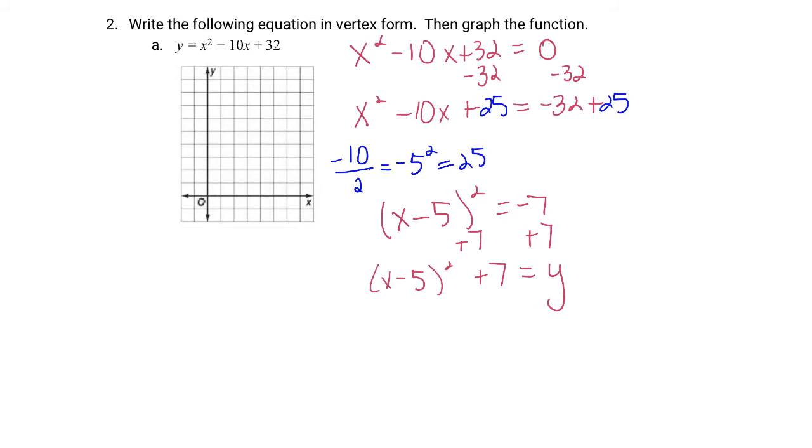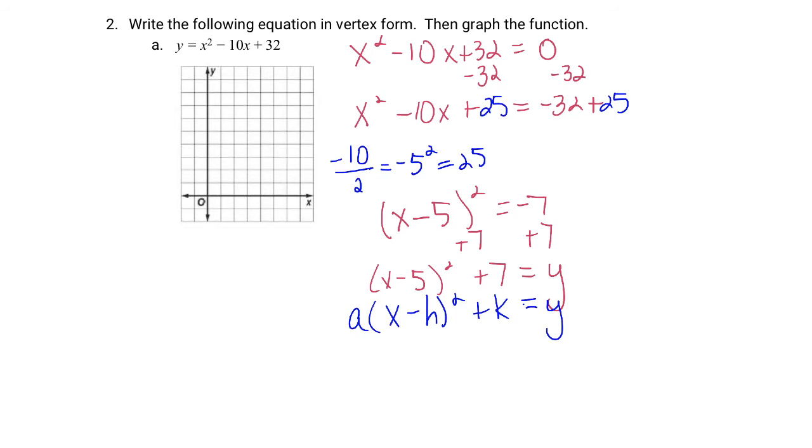We want to graph this. So our vertex form is, let's go ahead and write the original down so we have it to compare. That is a (which we don't have one) times x minus h squared plus k equals y. So h is our axis of symmetry, and it's minus minus, so it's the opposite of the sign. So our x minus 5 means our axis of symmetry is plus 5.